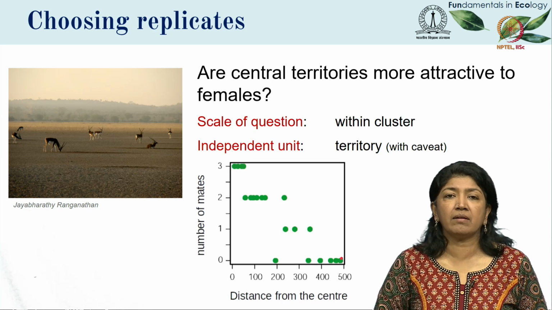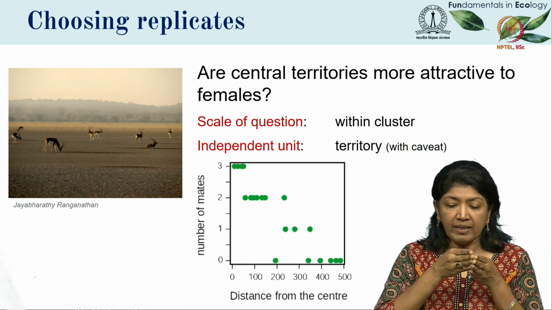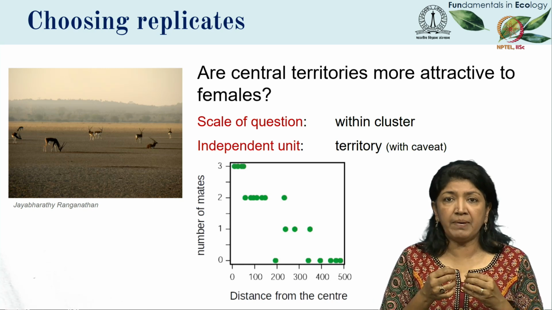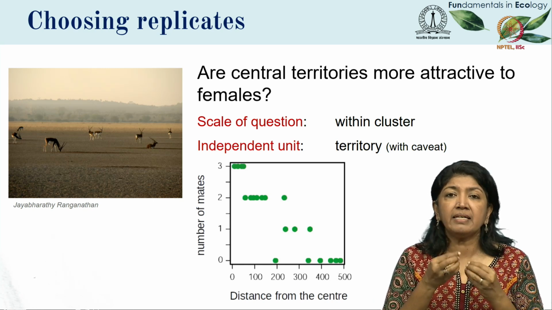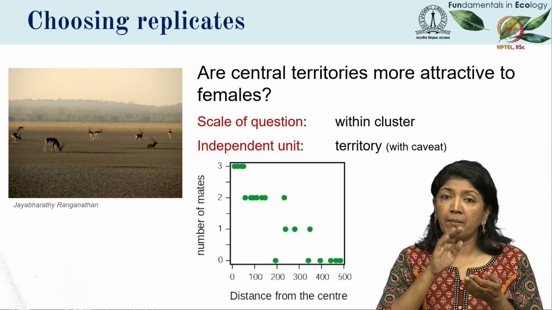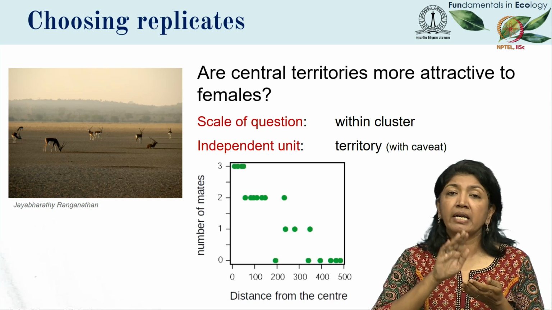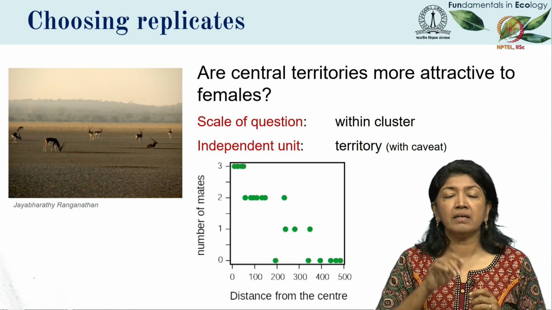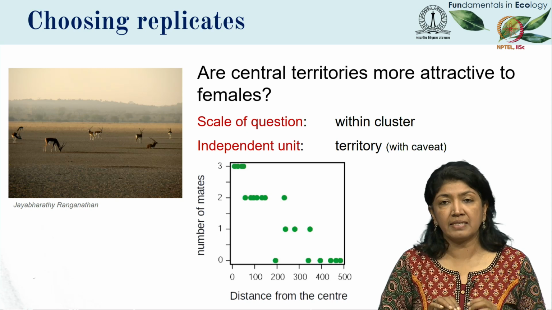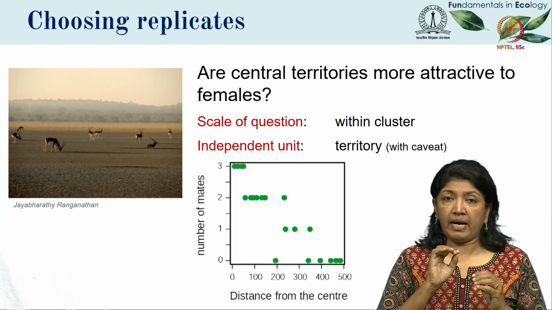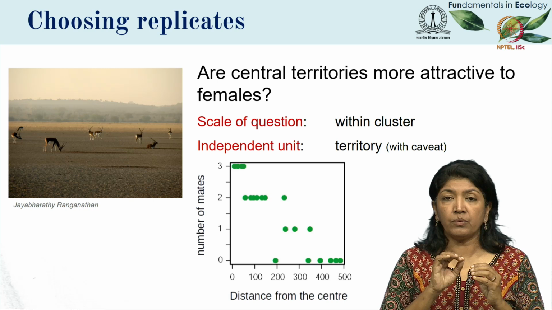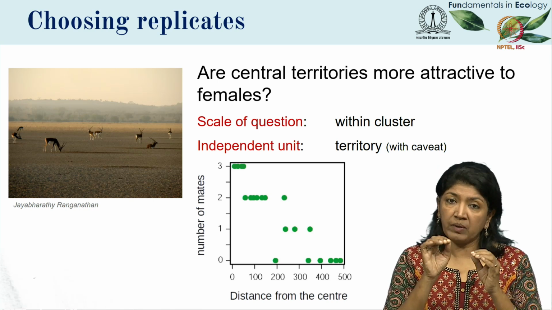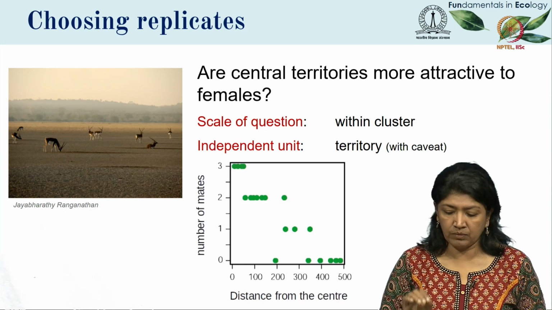So, for this question, the scale is within a cluster at different distances, and here an independent replicate is a male on a territory. So, although my measurements for both questions were made on individual males or territories, in one case the independent replicate is the cluster, and here the independent replicate is the territory. Of course, I have to mention here that here too you can have non-independence in terms of adjacent territories affecting each other, and we will explore this point further now.